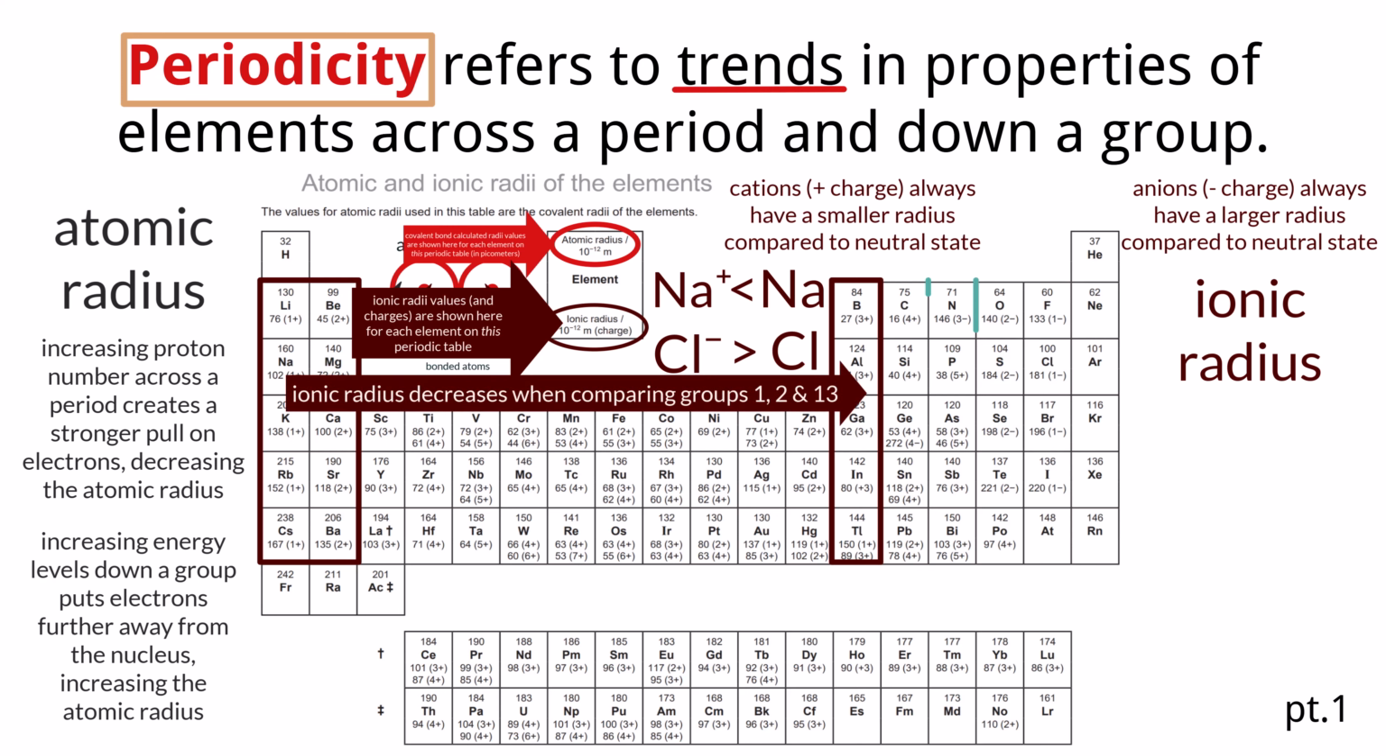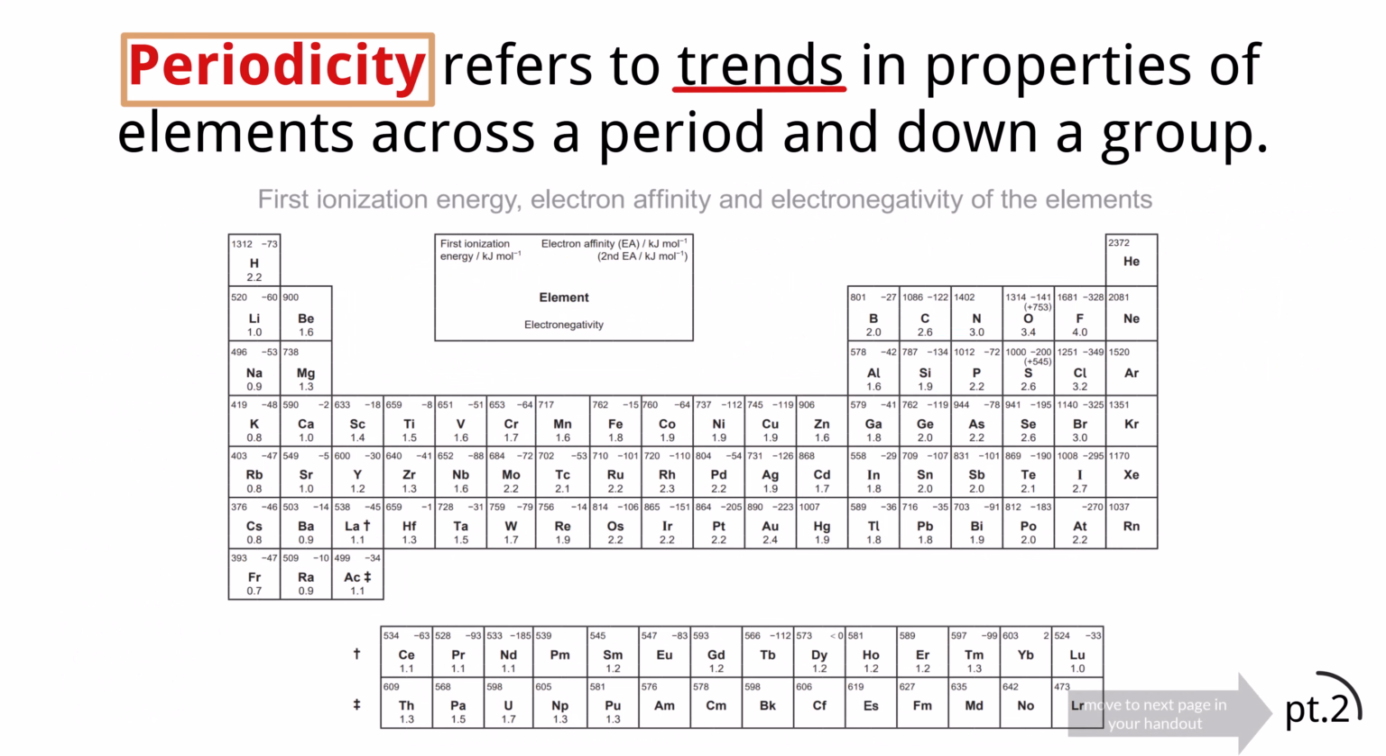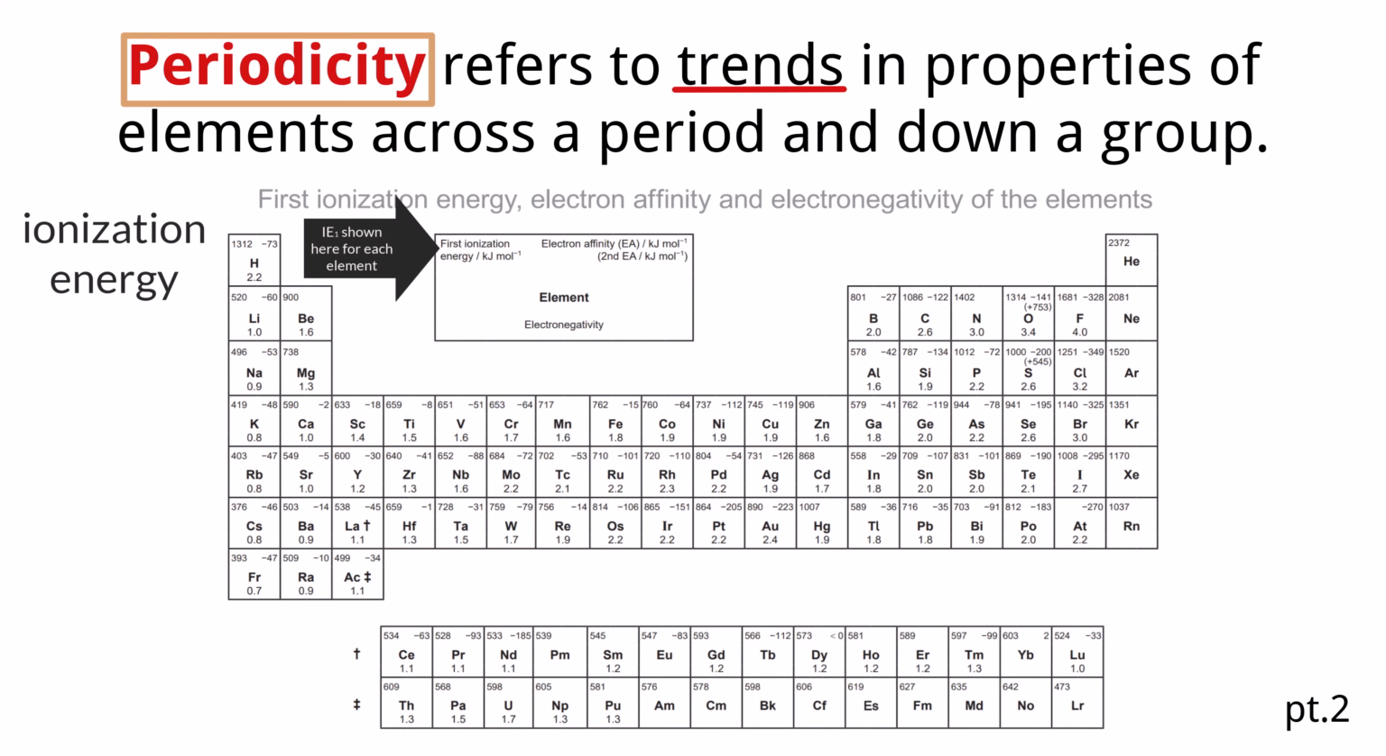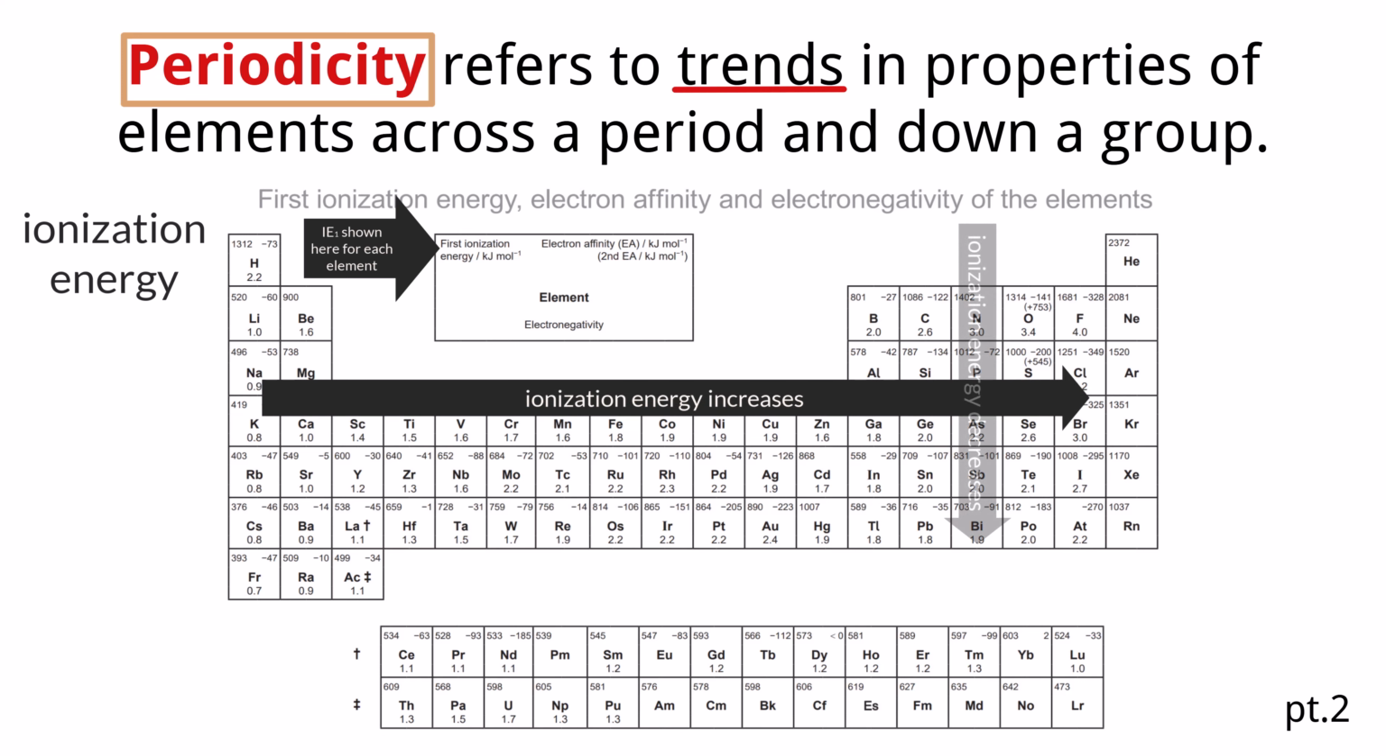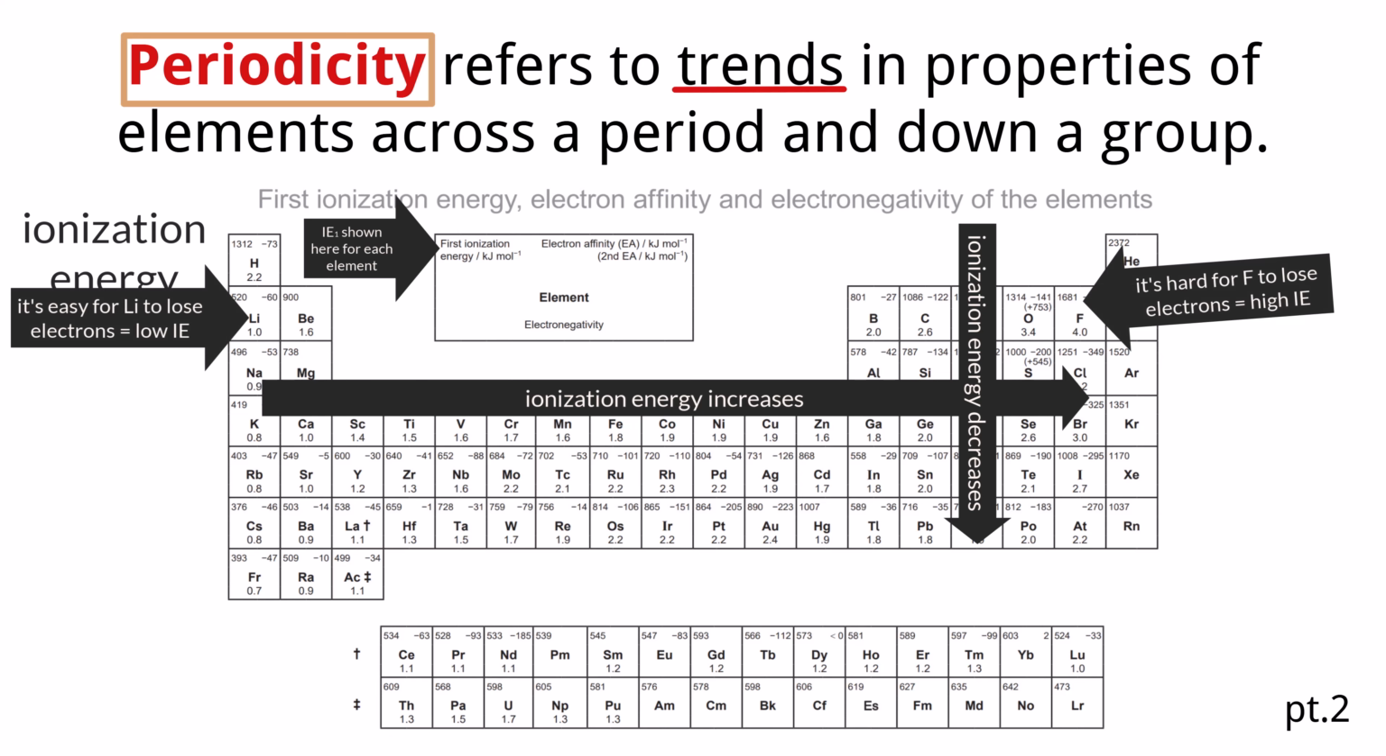In addition, groups 16 and 17 tend to form anions, which are all larger than their non-ionic forms. But again, comparing their ionic states to each other, ionic radii still decreases as you move from left to right, from 15 to 17. Next, we can take a look at ionization energy, which is the energy required to remove an electron. The trend seen here is that ionization energy increases across a period and decreases down a group. For example, it is much harder to pull an electron from fluorine than from lithium, because fluorine's nucleus has a tighter grip on its electrons.